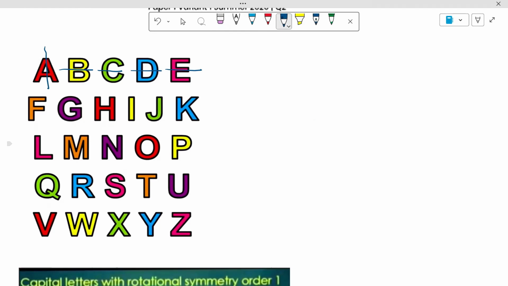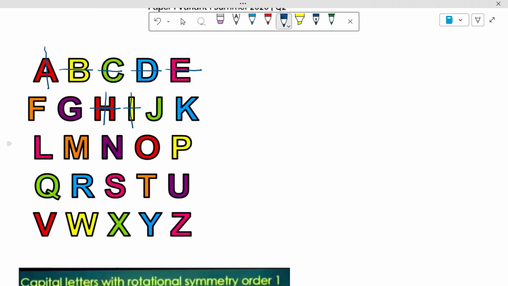F, if we check out, F can't have the line of symmetry, means if I draw a vertical line or a horizontal line, it won't have the two identical parts. Same is the case with G. Then comes H. H can have a vertical line of symmetry as well as horizontal line of symmetry. Next, letter I. Same case, I can have a vertical line of symmetry as well as horizontal line of symmetry. J, J can't have a vertical, nor a horizontal line of symmetry.